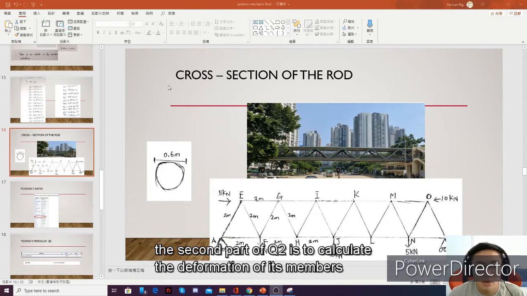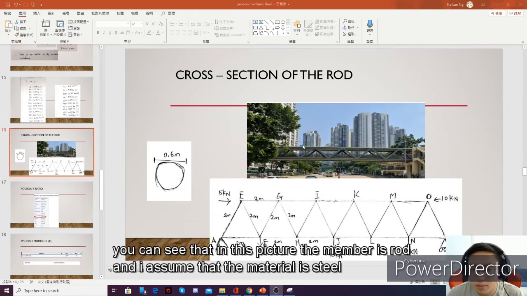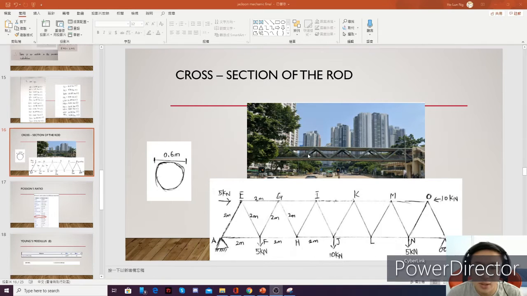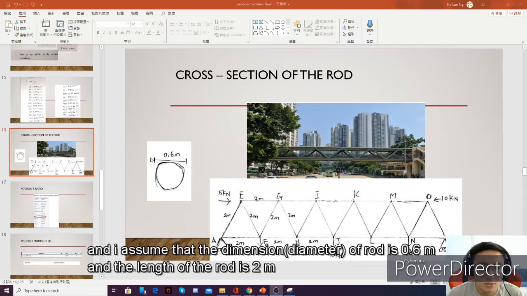The second part of question number 2 is to calculate the deformation of each member. To calculate the deformation of each member, we need to know the shape of the members and also the Poisson ratio and the Young modulus. As you can see in the picture, the member is a rod and we assume the material is steel. I draw a cross section of the rod over here and assume that the diameter of the rod is 0.6 meter and the length of the rod is 2 meters.